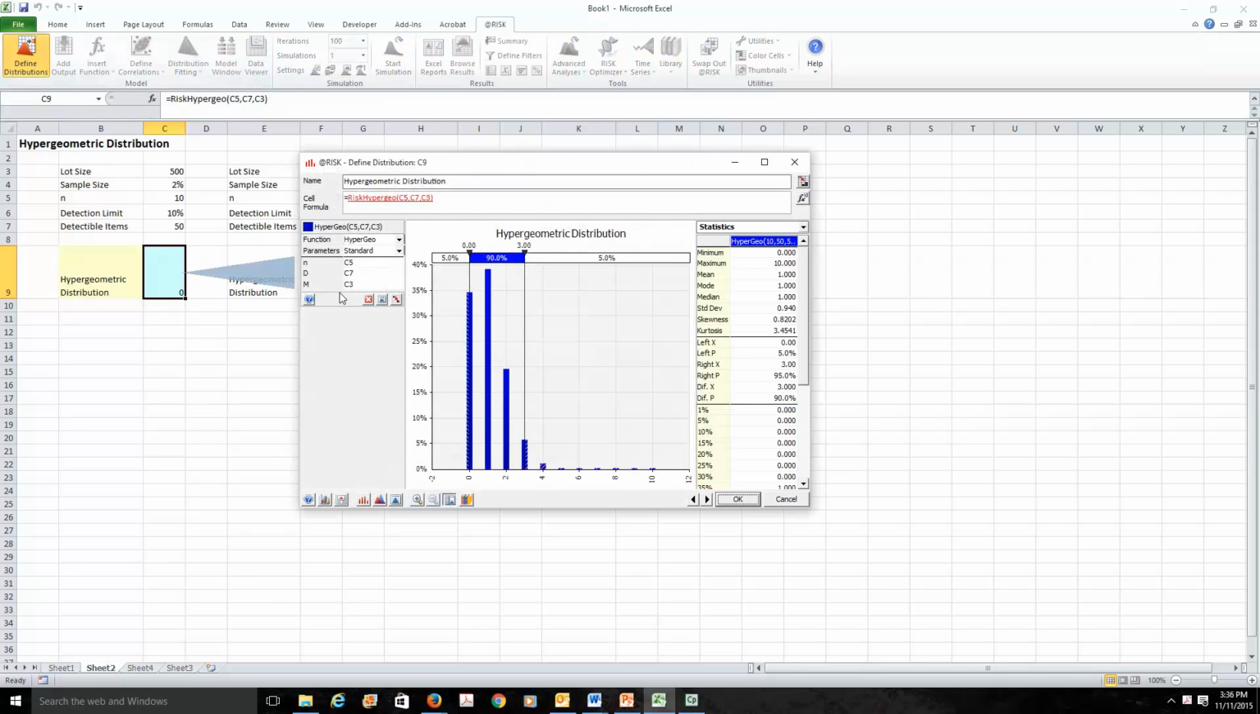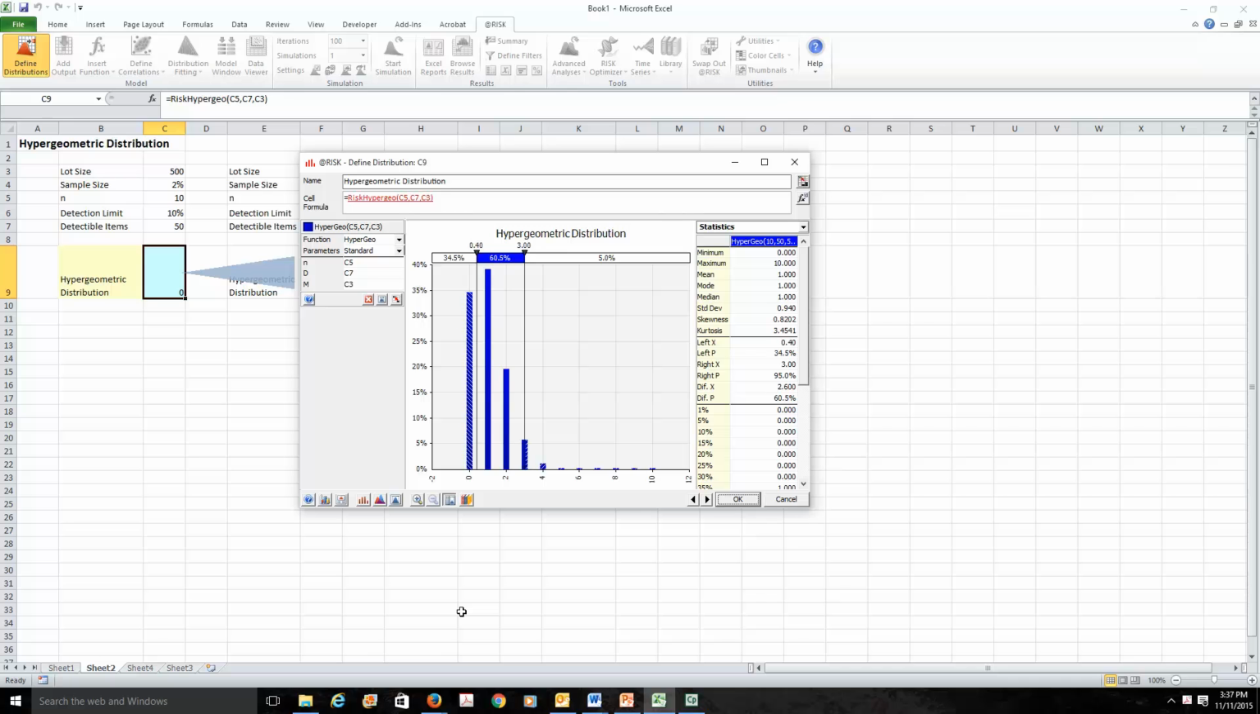So now let's take a look at the hypergeometric distribution and see how this might help us. For this current example, notice the parameters. M is found in C3, that's the lot size. D, the characteristic of interest, is the number of detectable items, that's found in C7. N, the sample size, is found in C5. So this says in a sample of size 10, taken from a population of 500, where 10% of the population could be spoiled, these are the results that we would expect to see. It would be very unlikely to see 10 spoiled items in a sample of 10. The number that we're interested in, however, is 0. We would like to know the probability of no spoiled items in a sample of 10.